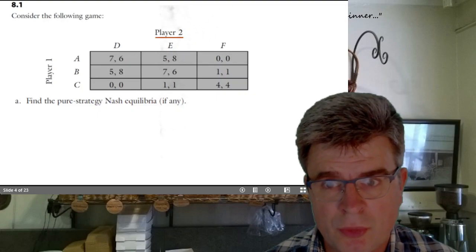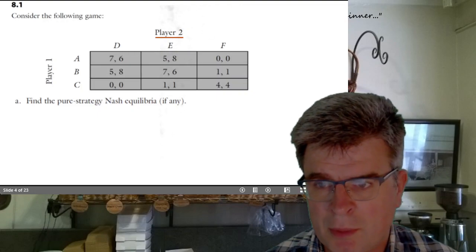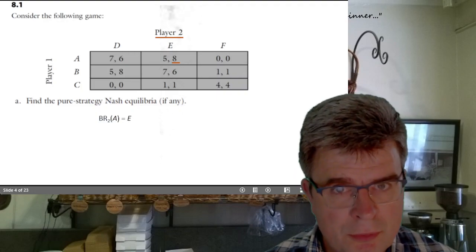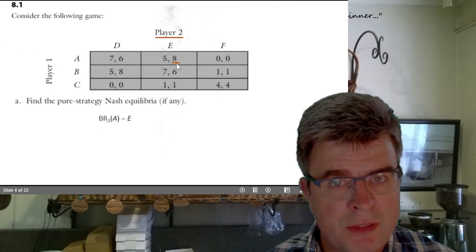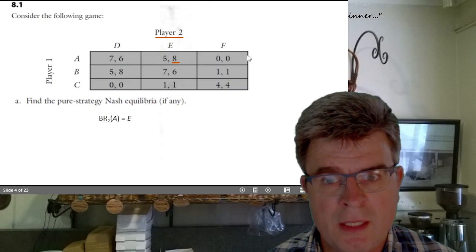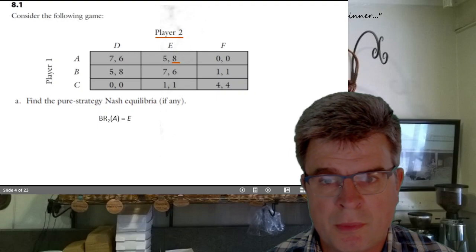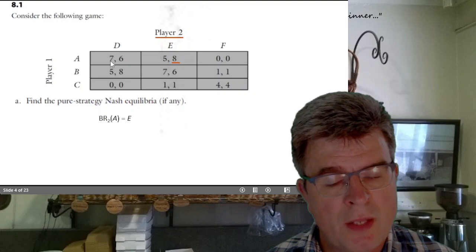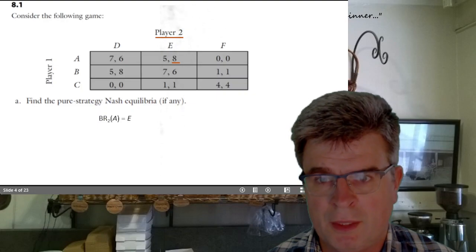So if we consider player 2, what is optimal for player 2 to do, conditional on any action by player 1? Well, if player 1 chooses action A, then the best response by player 2 is to play E, because then he receives a payoff of 8, which is more than the 6 that he would receive if he would play D, or the 0 that he would receive if he would play F. So, just to remind you, in payoff matrices like this one over here, the first entry denotes the payoff to player 1, and the second one denotes the payoff to player 2.